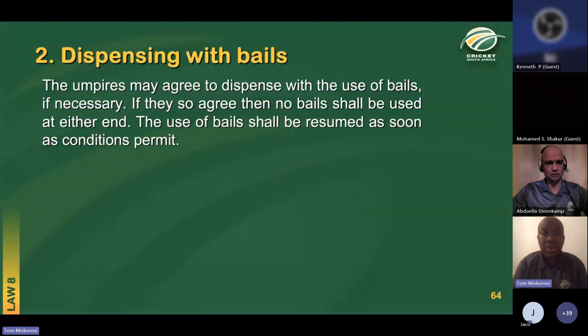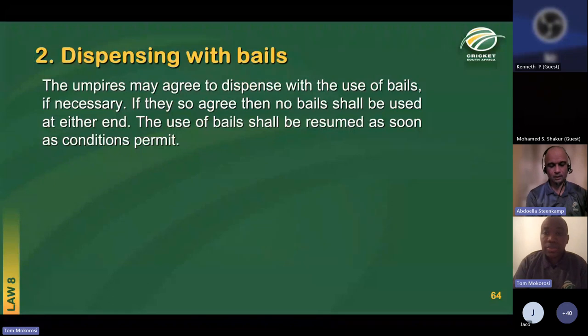Okay, so we're going to deal with that in detail in another law, the wicket is down, and also the dead ball law. But Abdullah can give us an answer to your scenario as to what we as umpires should do as soon as the bails are blown off at the striker's end while the ball is live.